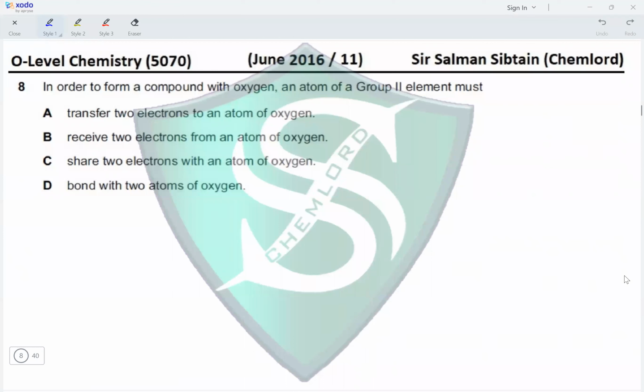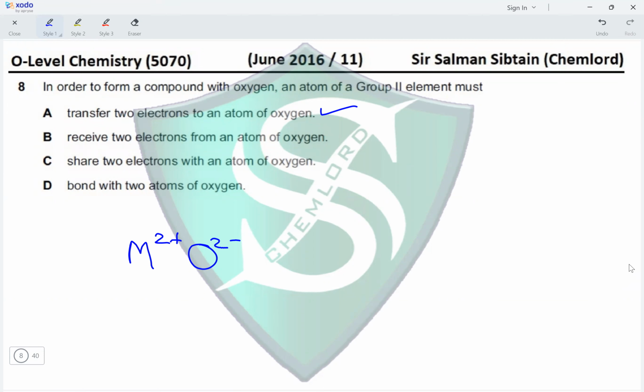Question 8. In order to form a compound with oxygen, an atom of a group 2 element must. So it's forming an ionic compound. So it must transfer 2 electrons to an atom of oxygen. Yes, it will form cations. So group 2 metal would be M. It would form M2+ and O would form O2-. And the ionic compound would be called MO. M stands for metal of group 2.